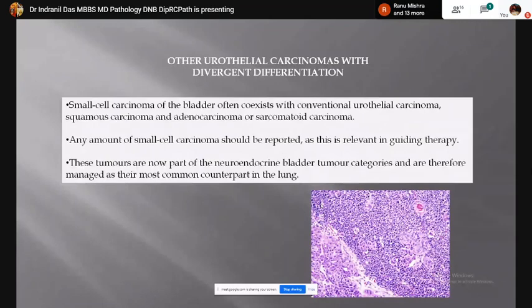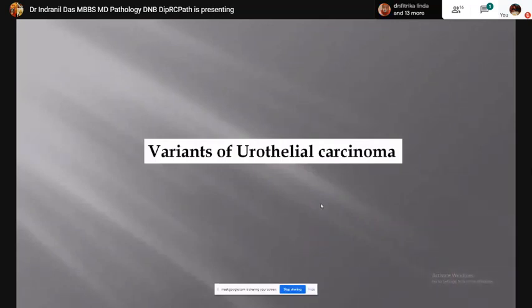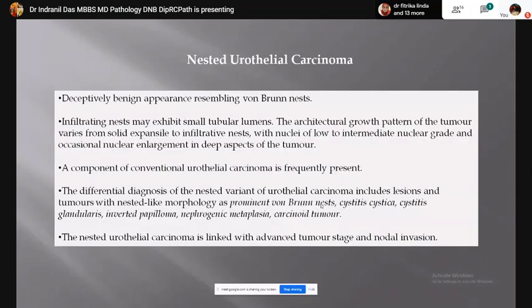These tumors are nowadays considered as a part of neuroendocrine tumors of the bladder, and therefore they are managed as small cell carcinoma of lung. Now, the variants of urothelial carcinoma. First, the nested urothelial carcinoma, in appearance resembling a Brunn nest. Infiltrating nests may exhibit small tubular lumens. The architectural pattern of the tumor varies from solid expansile to infiltrative nests. The convolution is frequently present.